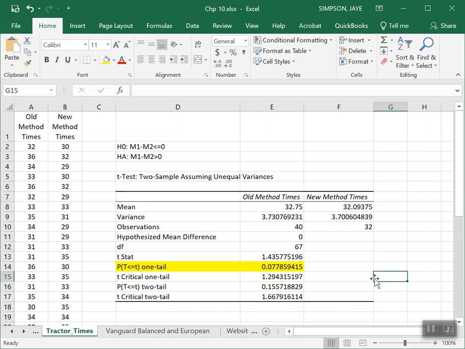However, if we were using a 95% confidence level, if we were using 0.05 as our significance level, we could not say that they were different. So they are different at the 90% confidence or a 10% significance level, but not at a 5% significance level. Do you see the difference there?